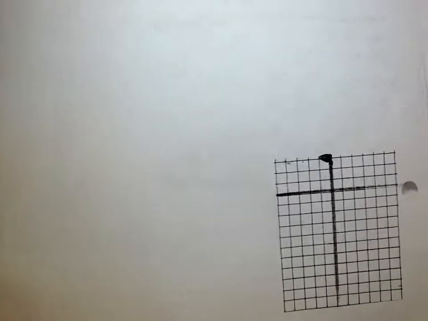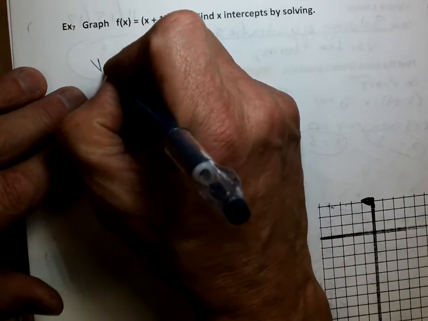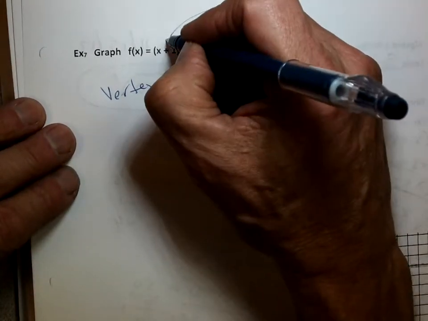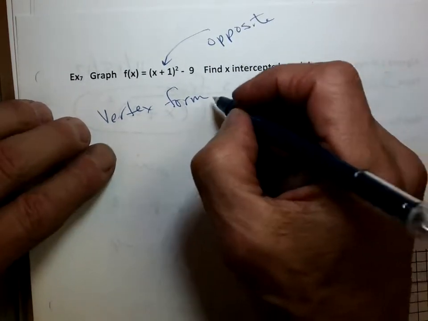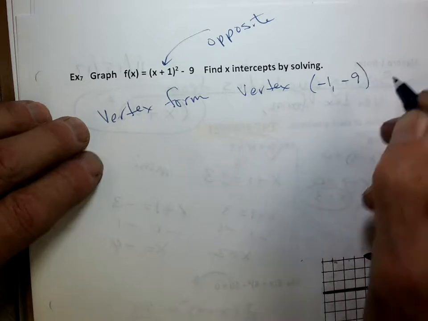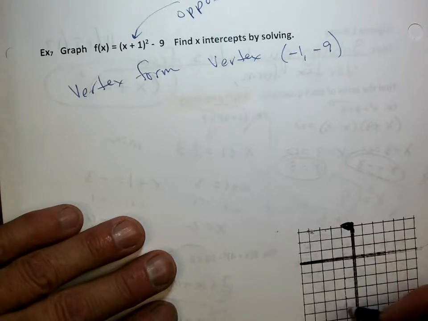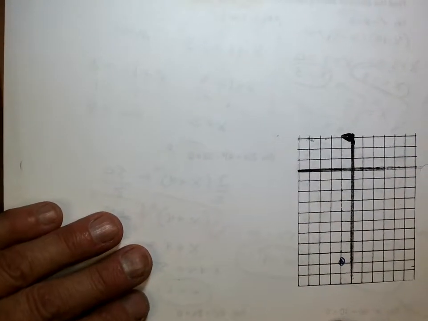Turn the page. All right, so example 7. Okay, this is graph. So find x-intercepts by solving. So first of all, one of the things we do know in graphing, this is in vertex form, okay? I know that we're going to use the opposite. Remember that? We use the opposite of that. So my vertex right off the bat in this graph is going to be -1, -9, okay? -1, then 1, 2, 3, 4, 5, 6, 7, 8, 9. There it is, okay? -1, -9. Got it right there, okay?